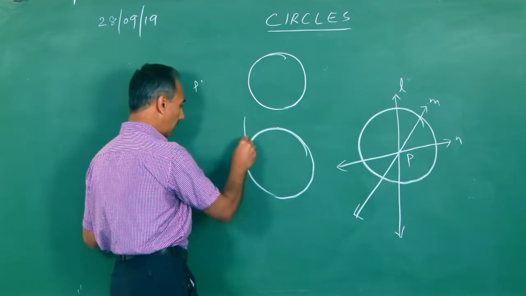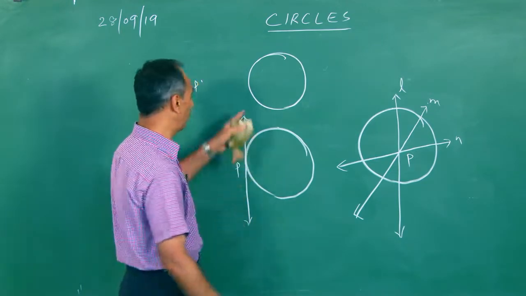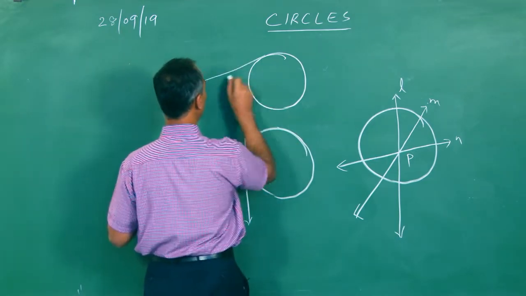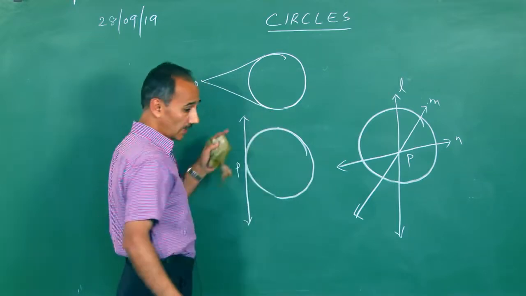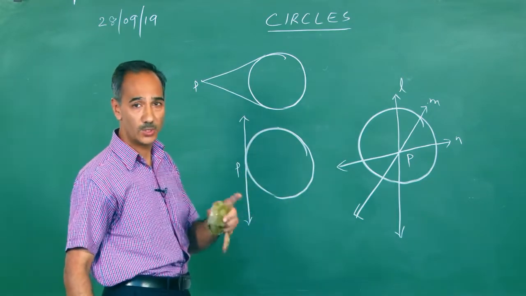What about this? A point on the circle. You can draw a tangent, but only one tangent. And what about this? From this point, you can draw two tangents. In fact, as far as construction is concerned, there's a construction of how two tangents could be drawn from an external point to a circle.